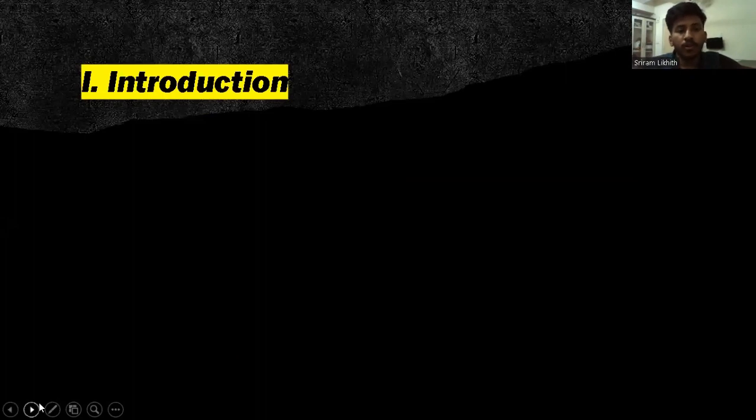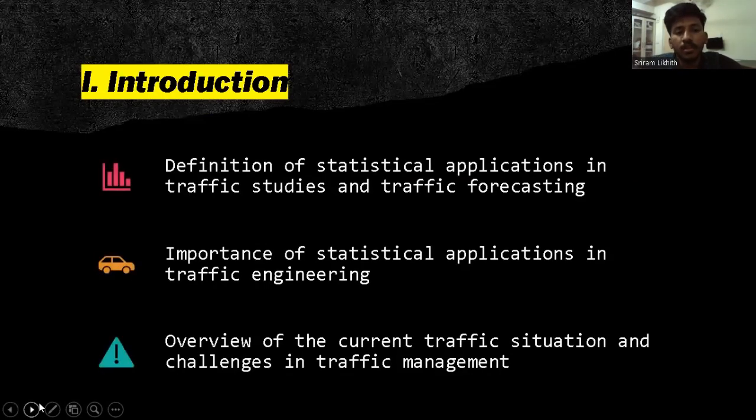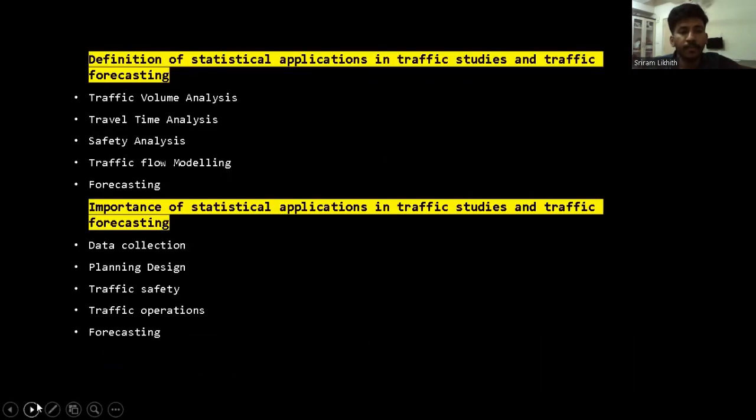Firstly, we'll talk about the introduction. In the introduction, the first part will be the definition of statistical applications in traffic studies and traffic forecasting. There will be 5 aspects which we'll be discussing as a definition of statistical applications. One is traffic volume analysis, travel time analysis, safety analysis, traffic flow modeling, and forecasting.